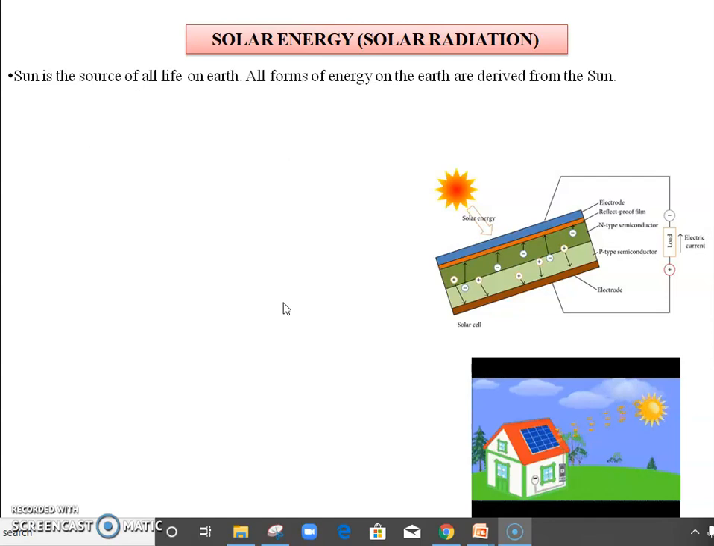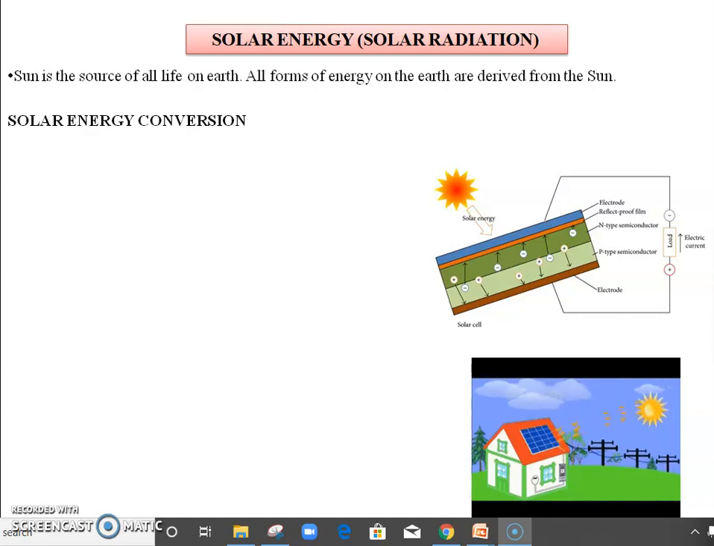In solar energy, as we all know, the sun is the source of all life on the earth. All forms of energy on the earth are derived from the sun.